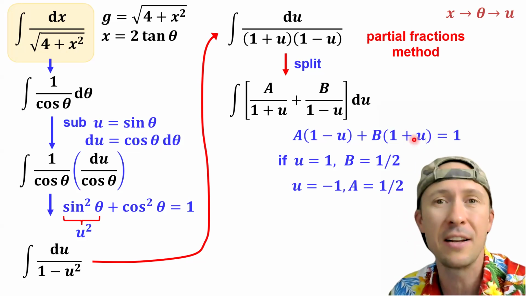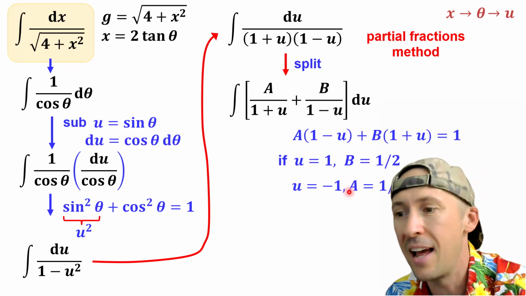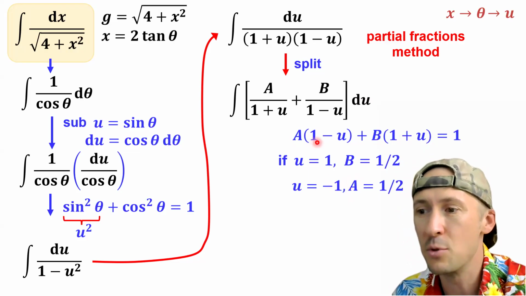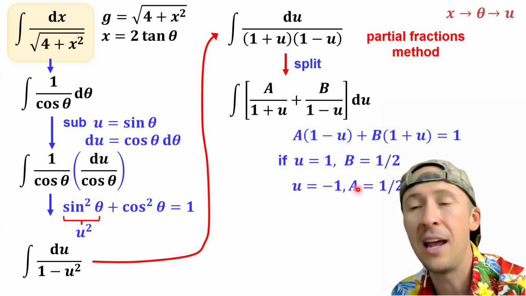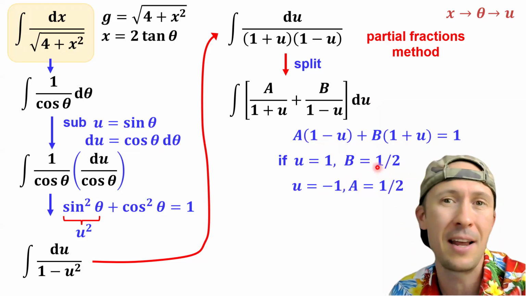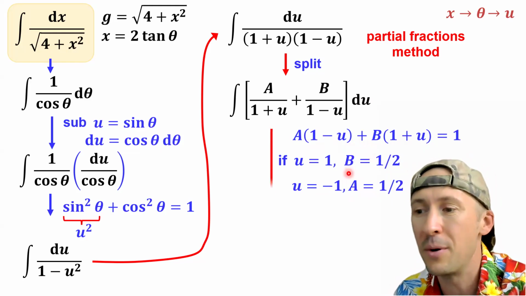Okay, and now we'll set the other one. So we'll set u equal to -1 so that this term with B becomes 0. If we do that, then we have A times 1 minus -1, so that's A times 2. So A also equals 1/2. They both equal the same value. That's not always the case, but in this case it is. So now we know what the A and the B are.